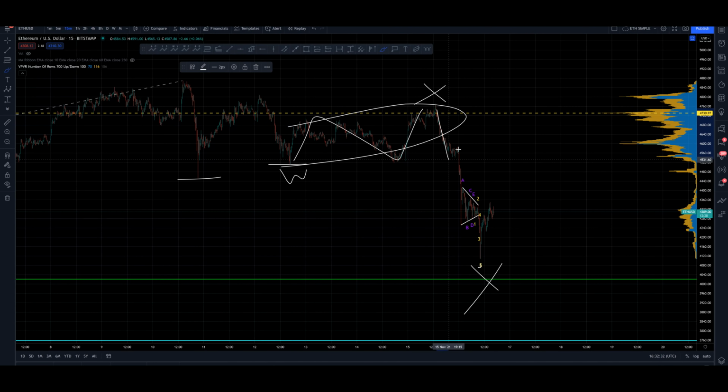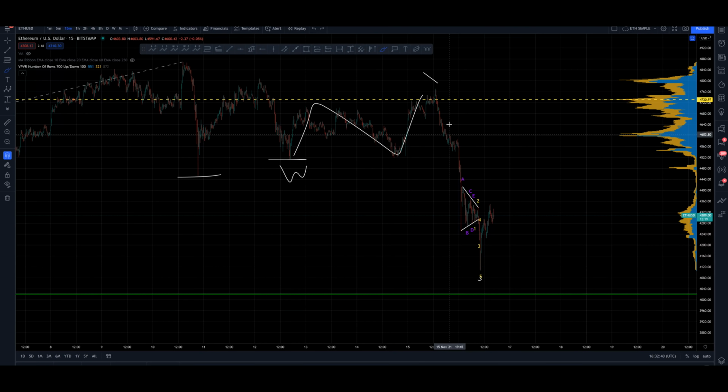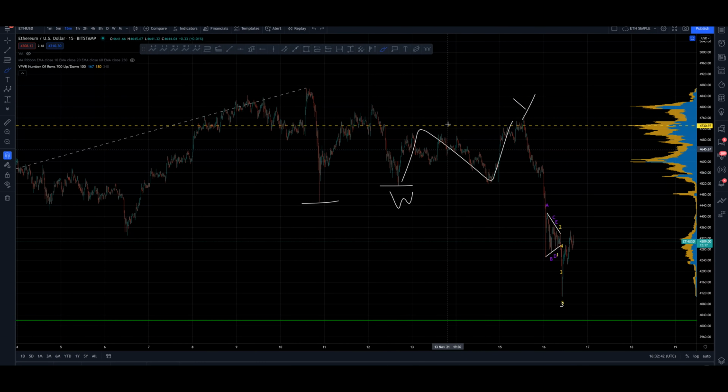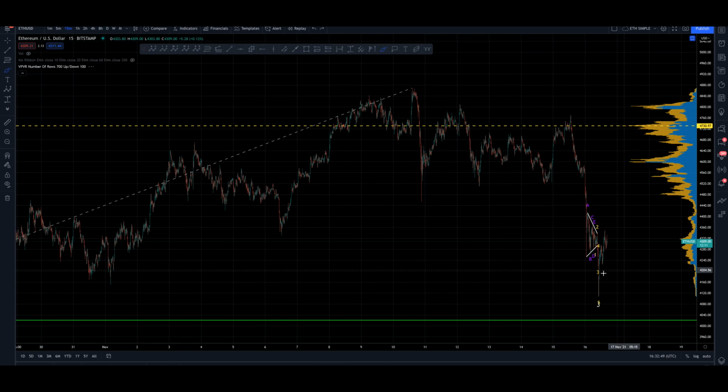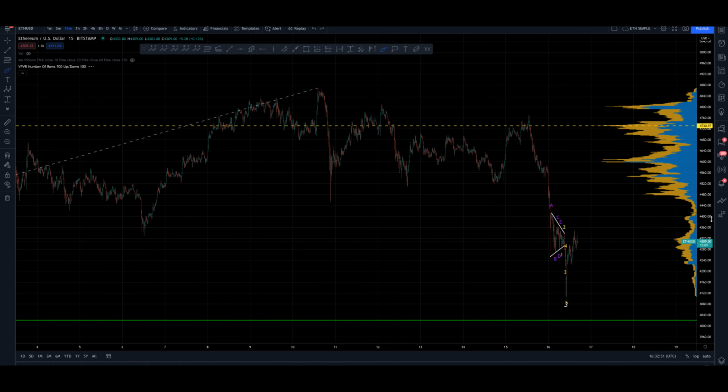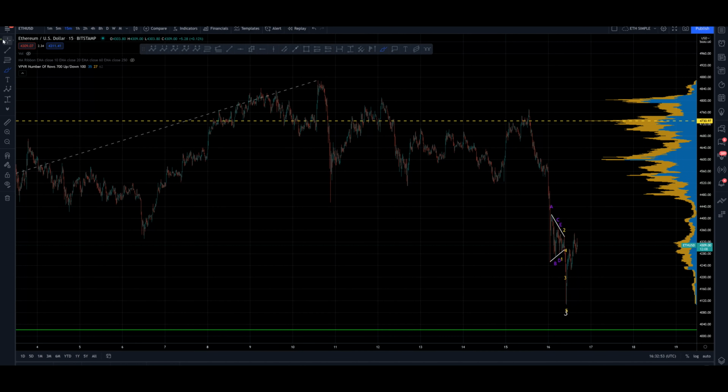This could be 1, 2, 3, 4, 5 with a triangle in the 4, or this could be some kind of B wave triangle in a final zigzag. I'm not particularly convinced either way, to be honest. Alright, so we haven't made it to the 38.2. What's the relationship between these 2 waves looking like? Now we don't need this anymore, we've already identified that as a triangle.